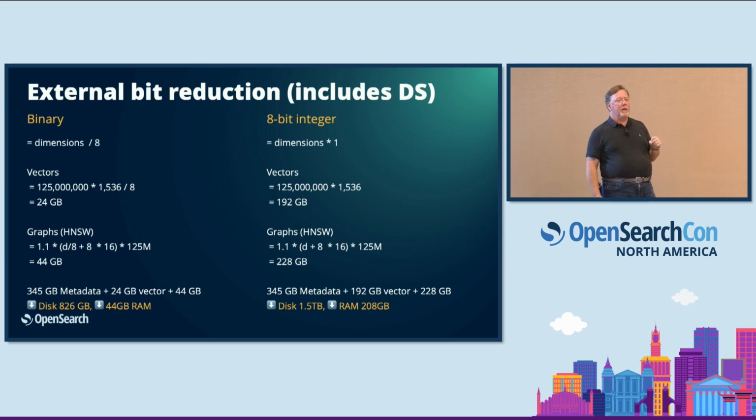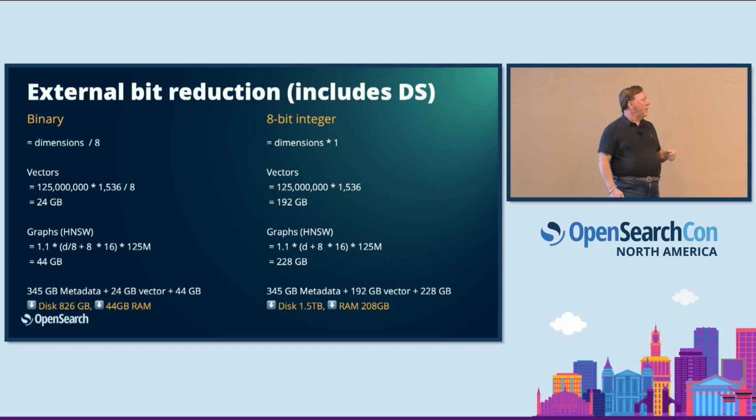That means I get my dimensions divided by 8, right? Because I no longer have 4 bytes per dimension, I actually have 1 bit per dimension. So the total number of bytes there is the number of dimensions divided by 8. Everybody got that? With 8-bit integers, instead of 4 bytes, I have 1 byte per dimension, so the number of bytes is the number of dimensions times 1.